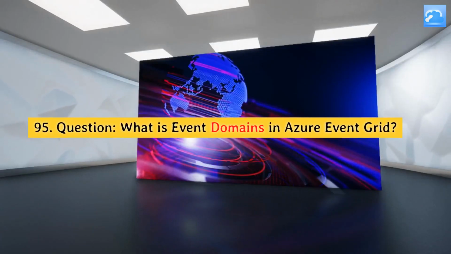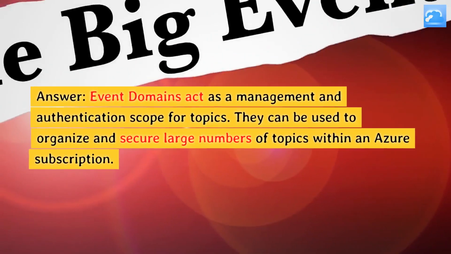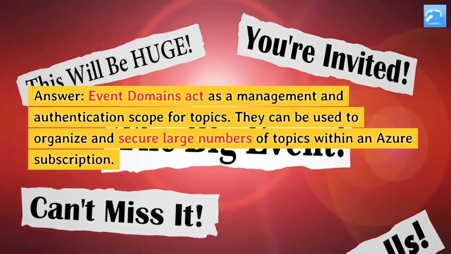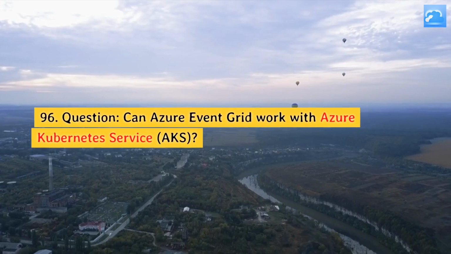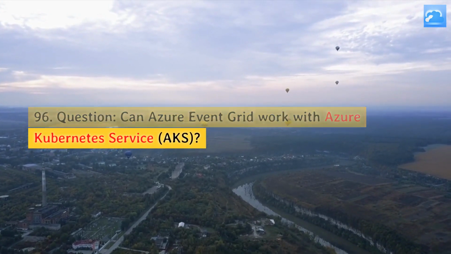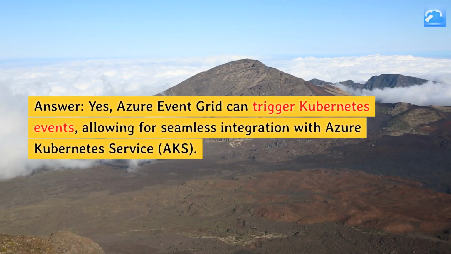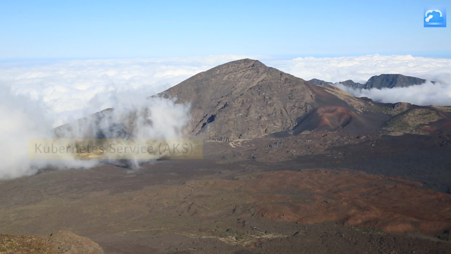95. Question: What is event domains in Azure Event Grid? Answer: Event domains act as a management and authentication scope for topics. They can be used to organize and secure large numbers of topics within an Azure subscription. 96. Question: Can Azure Event Grid work with Azure Kubernetes Service (AKS)? Answer: Yes, Azure Event Grid can trigger Kubernetes events, allowing for seamless integration with Azure Kubernetes Service (AKS).